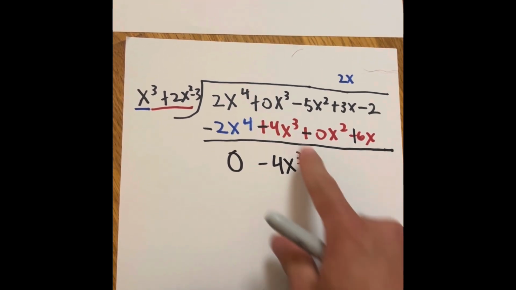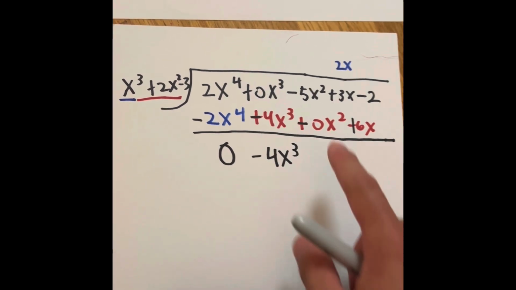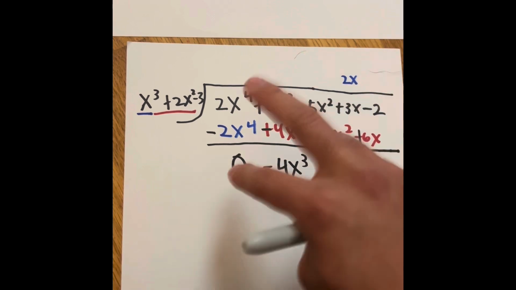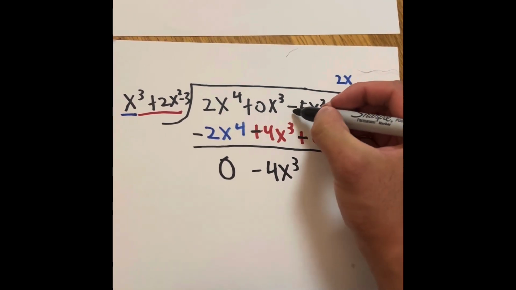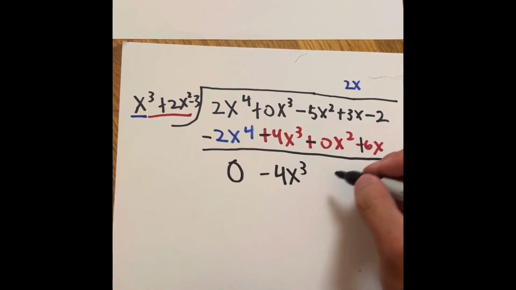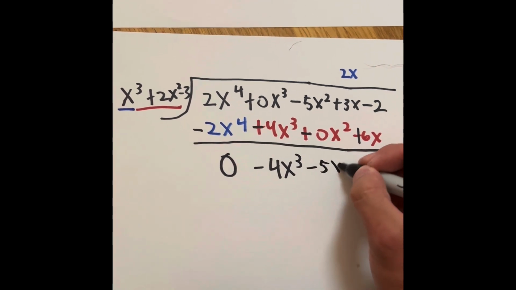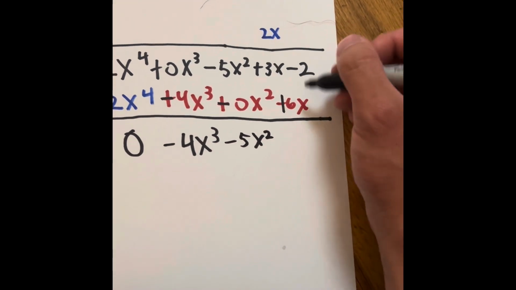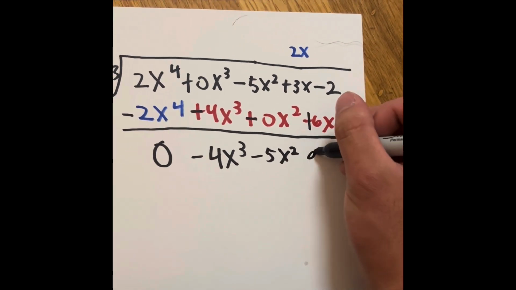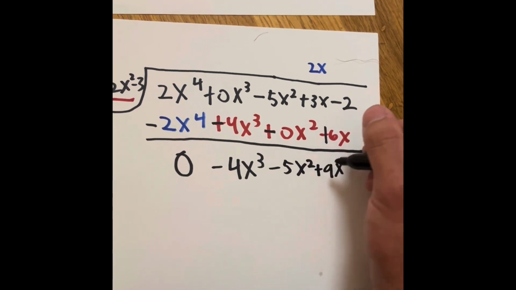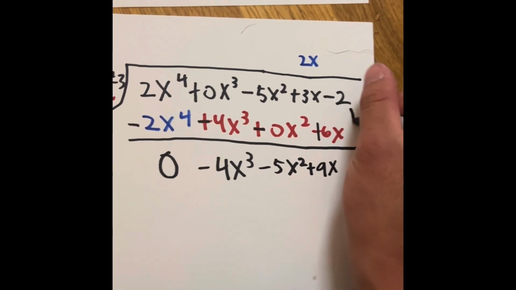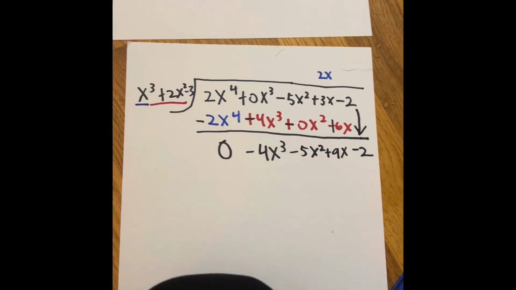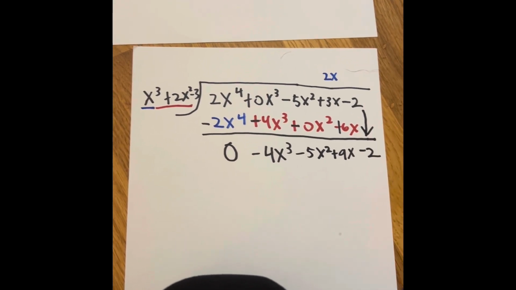That is how we had to use that placeholder. Because if we had skipped it, we couldn't really do anything because they're different exponents. Then we do minus 5x squared minus 0x squared, which is minus 5x squared. And last but not least, 3x plus 6x gives us 9x. That 2 was not used, so we bring it down to negative 2. Now we have to repeat the entire equation again.